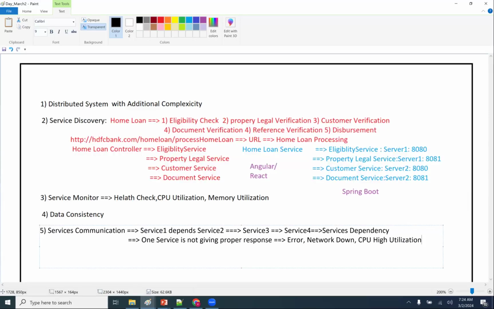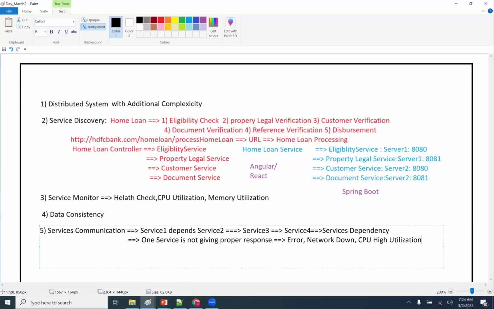Now we have a challenge, right? We have a challenge here. Do we have the same case with monolithic? By default, network down, erroring out, CPU utilization, right? So these things we handled properly.